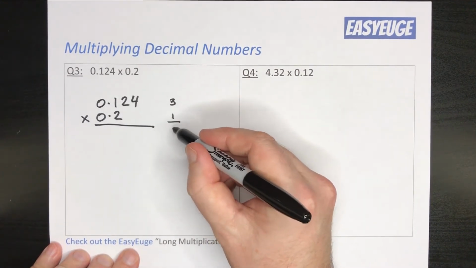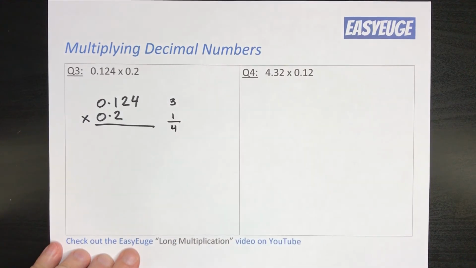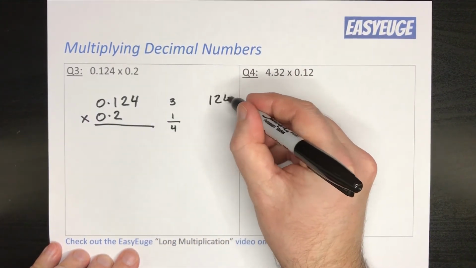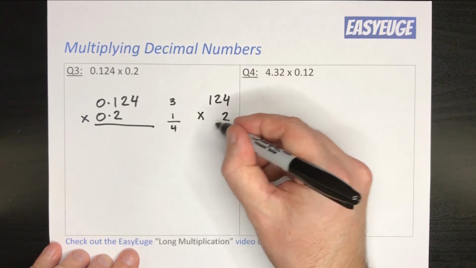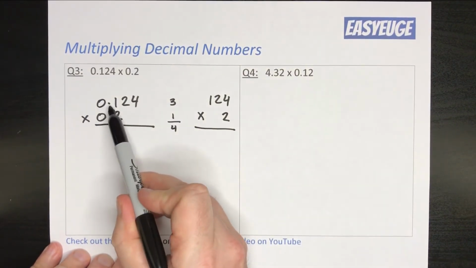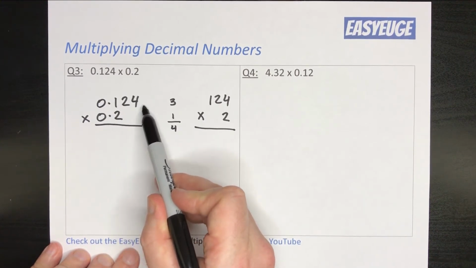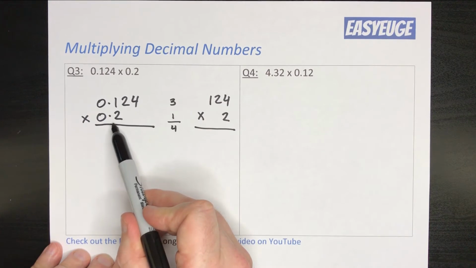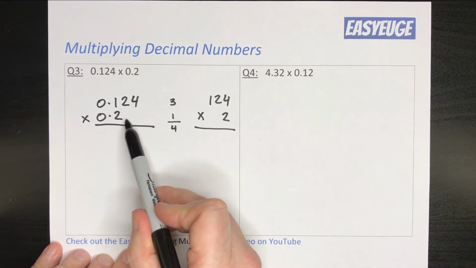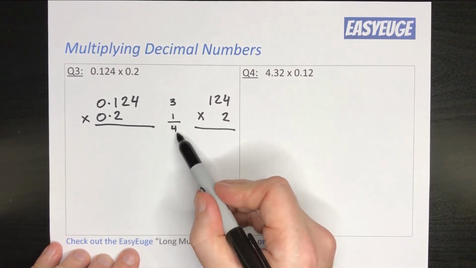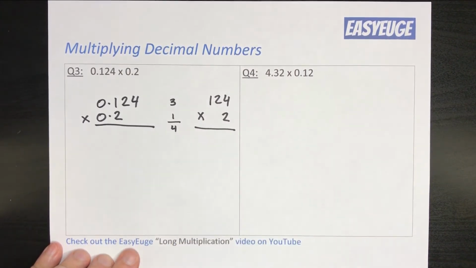So we have moved the decimal point 4 times in total. So this is now very simply 124 multiplied by 2, because we've got rid of the decimal point here by jumping it out 3 times, and we've got rid of the decimal point here by jumping it out once. So let's do our calculation and remember to add in 4 decimal places to our answer. So what we take out, we have to put back in.